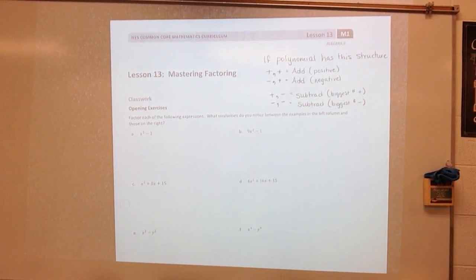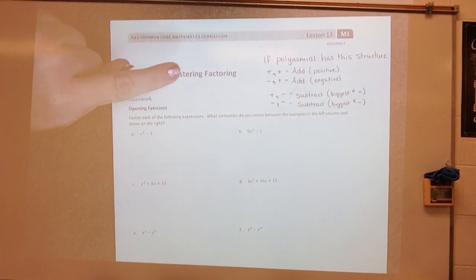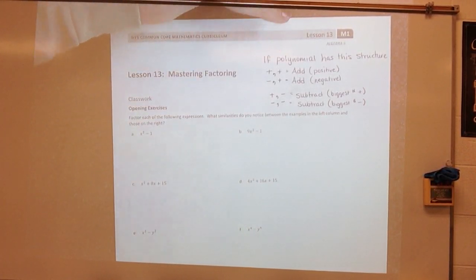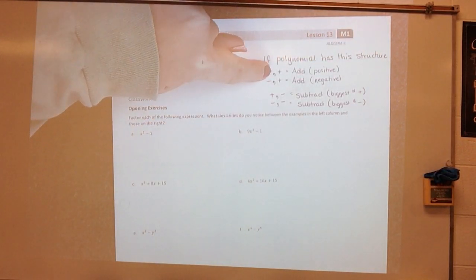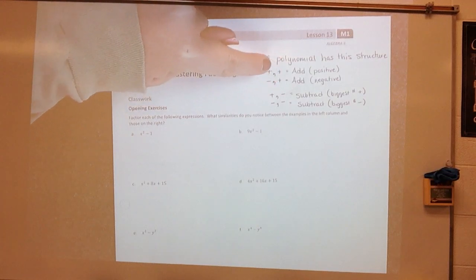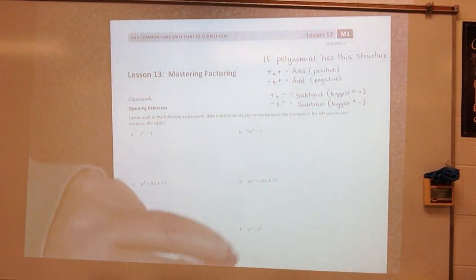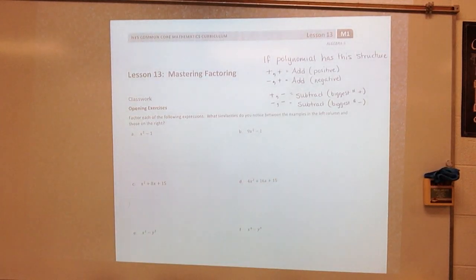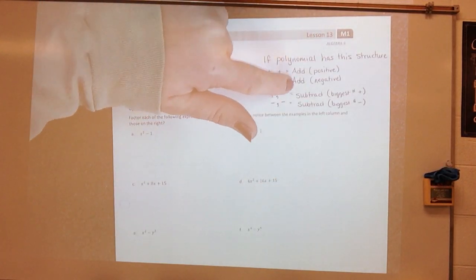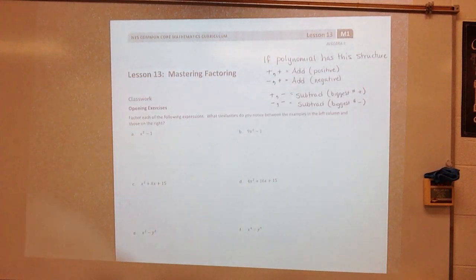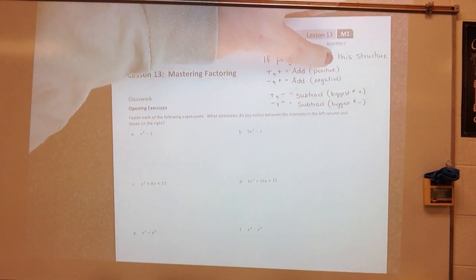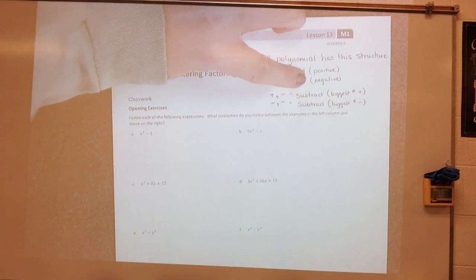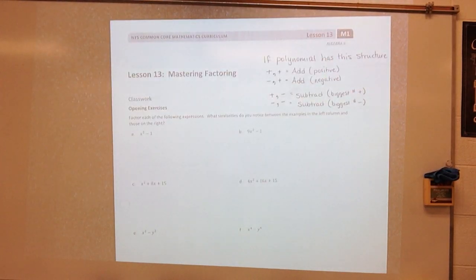Alright guys, I went ahead and wrote some notes at the top. You might want to pause the video so you can get this written down, but I want to go through it really quickly. If the polynomial has this structure, in other words, if it is a plus plus or a minus plus, like x squared plus 2x plus 3, then you want to make sure that you can add your two factors to get the middle number. If it's a plus plus, they're all going to be positive. If it's a minus plus, you're going to have both negatives.